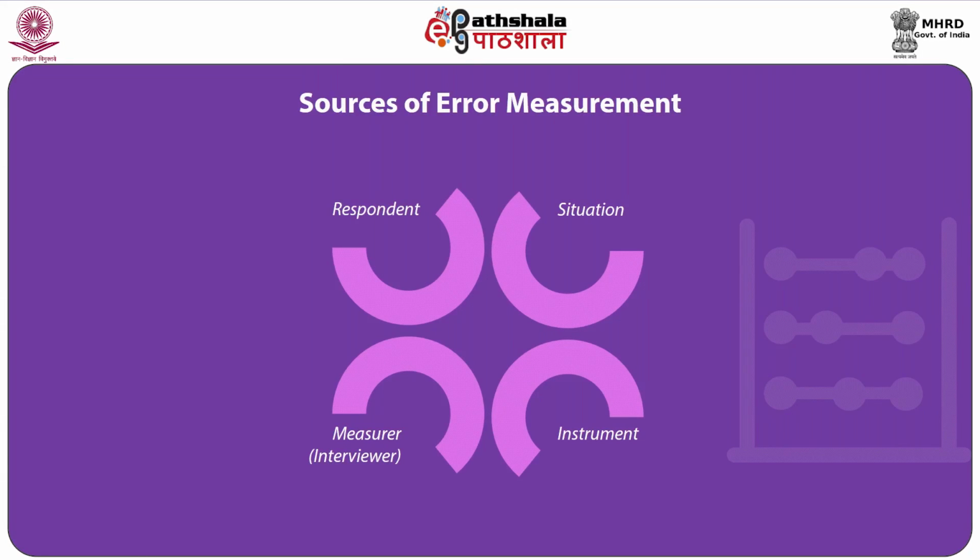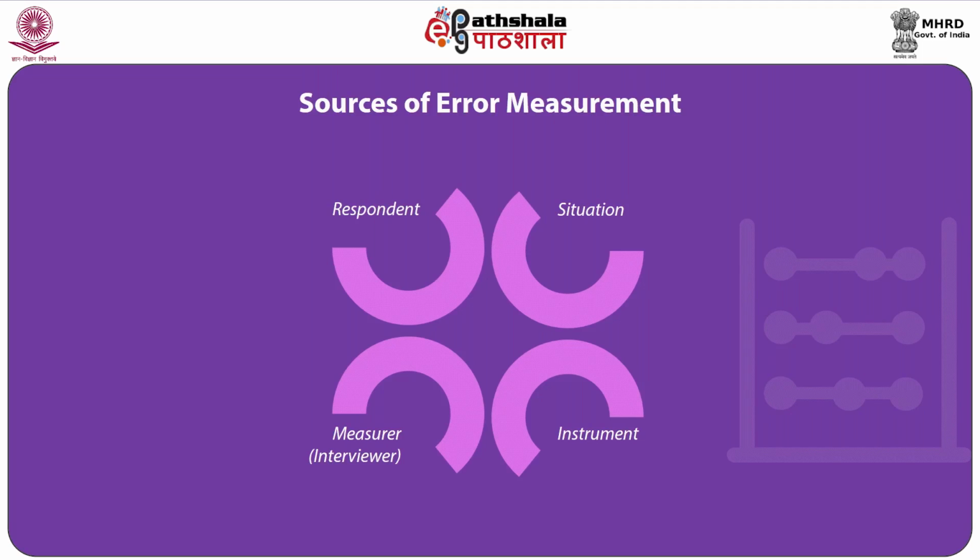Some of the major sources of errors in measurement are the respondent, situation, measurer or interviewer, and instrument. We will say a few words about all these things. From the respondent side, while providing information, at times respondents may be reluctant to express strong negative feelings, or it is also possible that he or she may have little knowledge about the question being asked, but may not admit so. This will result in the respondent providing information based on guesses.